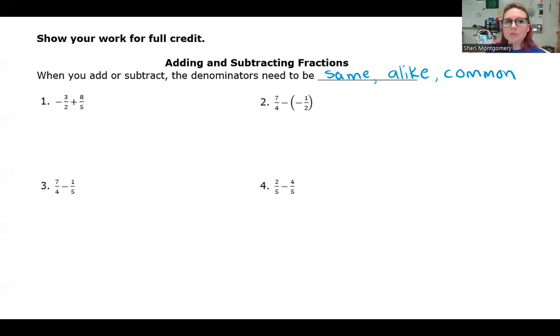So some of these are a little bit more challenging and some are not that bad. Which one is going to be the easiest one to do? Why?